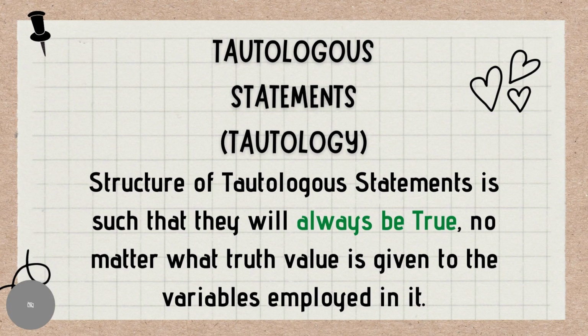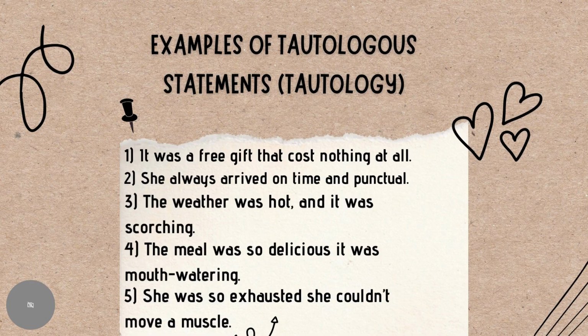So, the structure of a tautology statement is such that it will always be true, no matter what truth value is given to the variables employed in it. Let's take a look at an example of a tautology statement to get a better understanding.